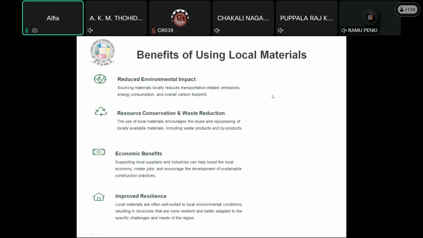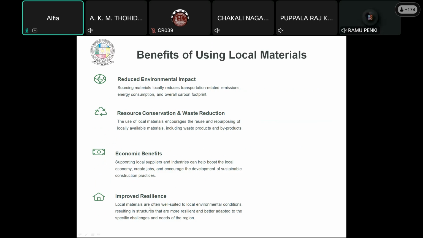The benefit of using local material is that it reduces transportation-related emissions, energy consumption, and overall carbon footprint. The use of local material encourages the reuse and repurposing of locally available materials, including waste products and byproducts of industry. It supports local suppliers and industry, which can help boost the local economy, create jobs, and encourage the development of sustainable construction practice.